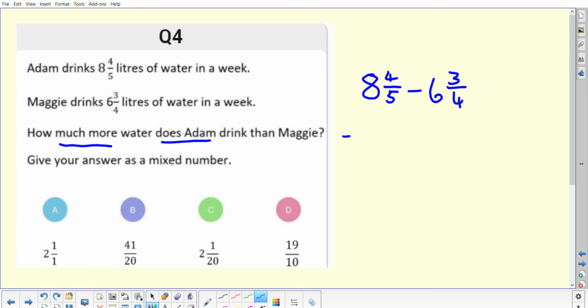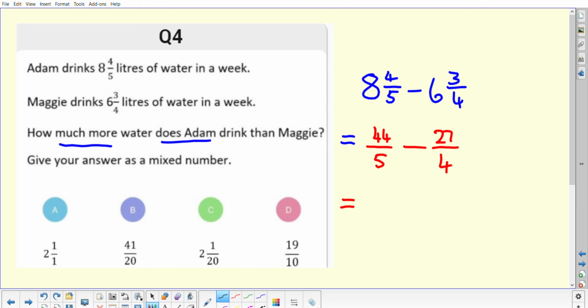And of course, to deal with our mixed numbers, we should know to change them into improper fractions or top-heavy fractions. We do that by doing 8 times 5, so your whole number times your bottom number, that's 40. Add on the top number, 44, and it's all about the fifths. So 44 fifths minus, with the other one, you're doing 6 times the 4 is 24, add on the 3 is 27 over 4. Now we're ready to subtract the fractions, and our process to do that, we need to get the bottom numbers to be the same.